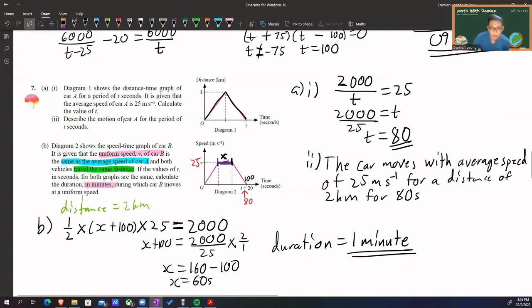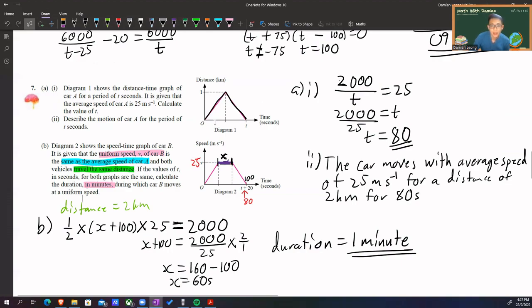So that is how we solve this kind of question. Slowly look at parts of the information one by one. Then we compare back, we can fill it in. Then we see what we are finding at the end, which is the duration here, the length here. So we need to use the area under the graph.